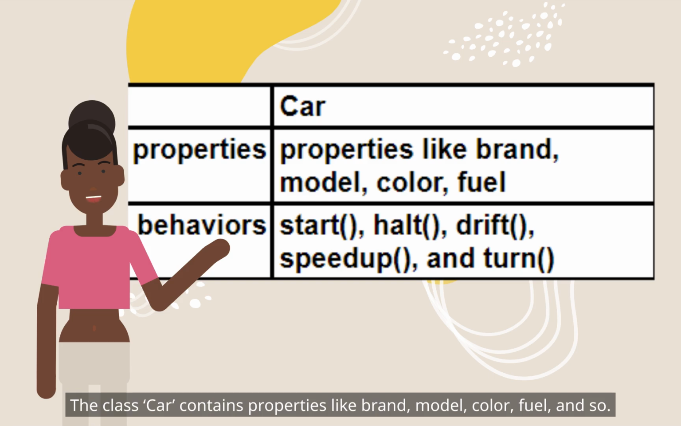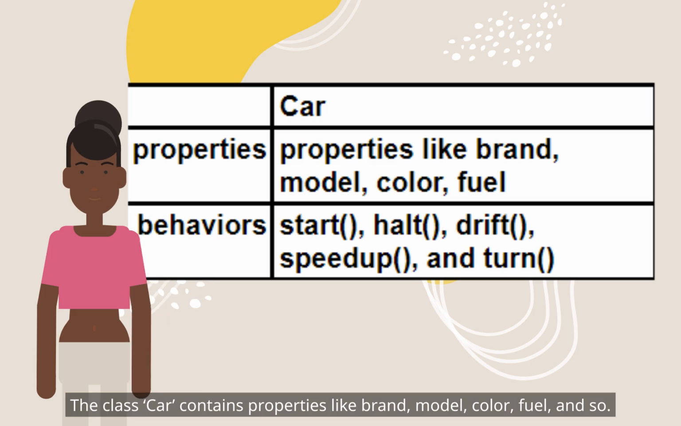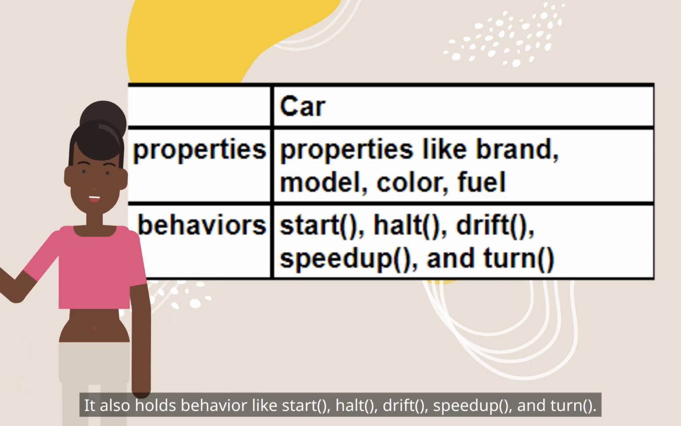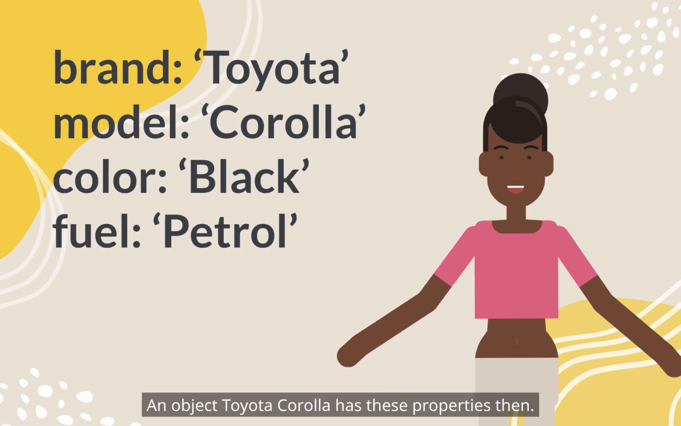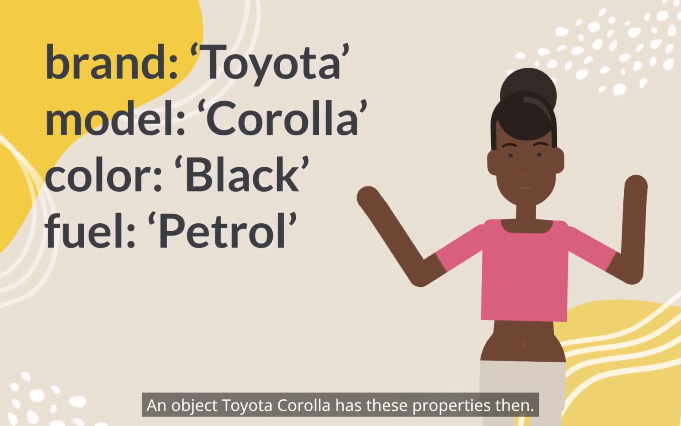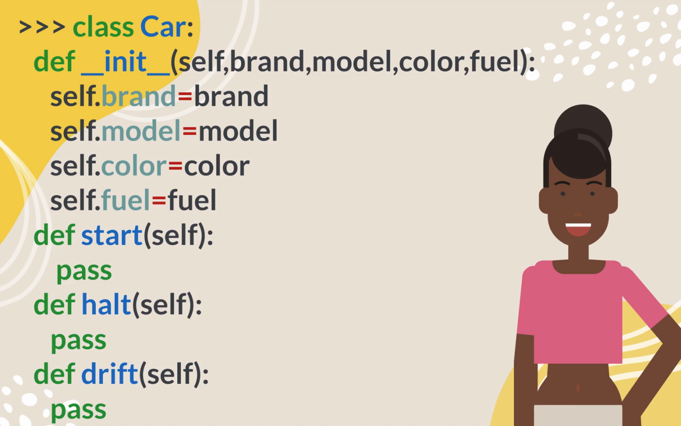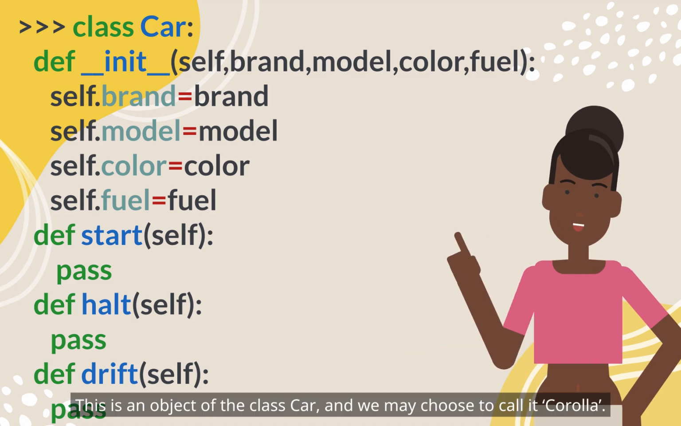The class car contains properties like brand, model, color, fuel, and so on. It also holds behavior like start, halt, drift, speed up, and turn. An object Toyota Corolla has these properties. This is an object of the class car, and we may choose to call it Corolla.